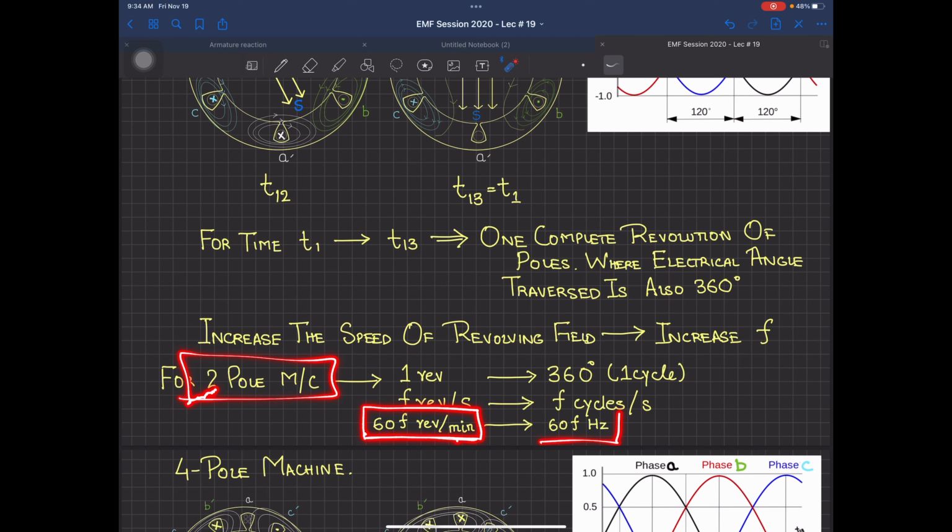When you are giving f hertz, where f is the applied frequency, you get 60f in revolutions per minute.